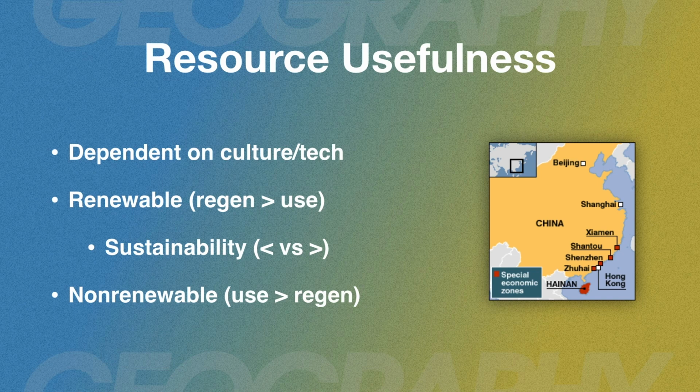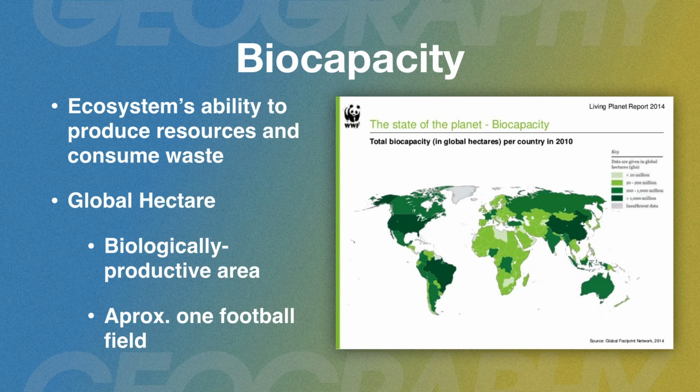Energy, another huge resource, comes in two types: renewables, where it regenerates faster than we're able to use it, or non-renewables, where we use it faster than it's able to regenerate. Now, renewables can become unsustainable if we flip that sign there and we start using it faster than we're able to regenerate it. Biocapacity, that is an ecosystem's ability to produce resources and consume waste all at the same time.